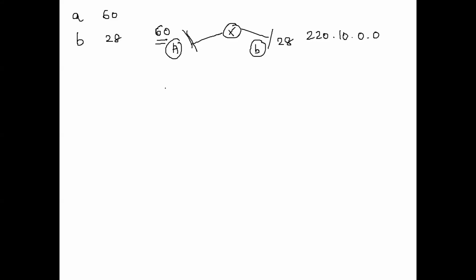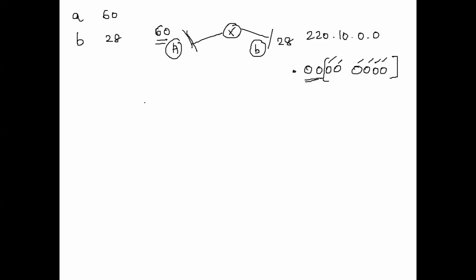Because let me expand the last octet. If I expand the last octet, 1 2 3 4 5 6 7 8, at least I need 6 bits to get 60 hosts. For 60 hosts, we need at least 6 bits here. So I can borrow only 2 bits. If I borrow 2 bits, I'll get 4 networks.